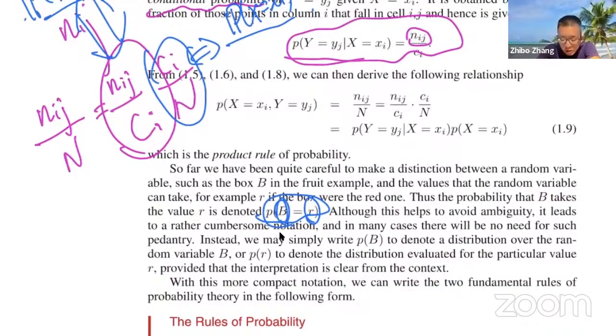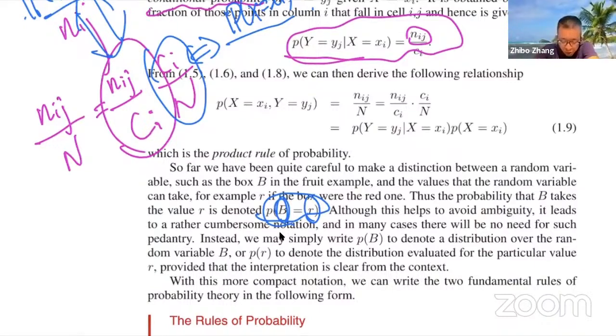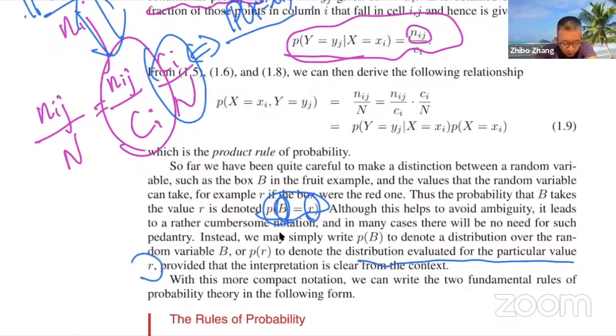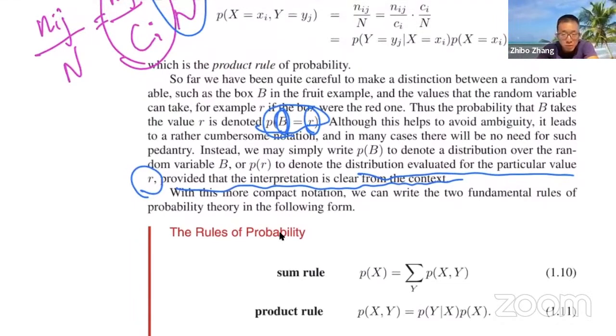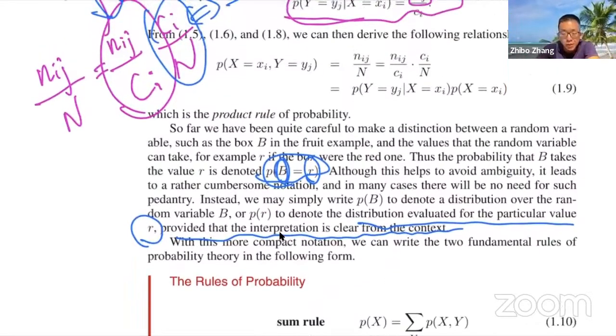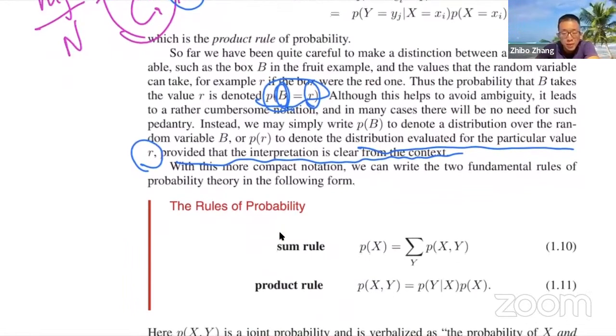In many cases, there will be no need for such notation. Instead, we may simply write P(B) to denote the distribution over the random variable B, or P(r) to denote the distribution evaluated for the particular value r, provided that the interpretation is clear from the context. There is no universal written style, but whatever style you adopt, you have to make it clear so that people can understand.